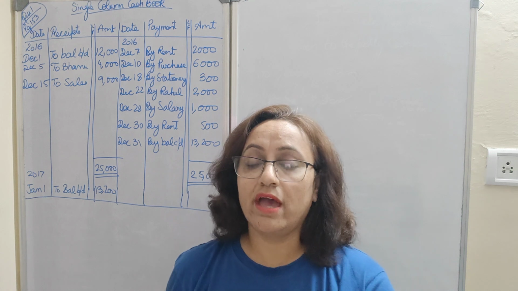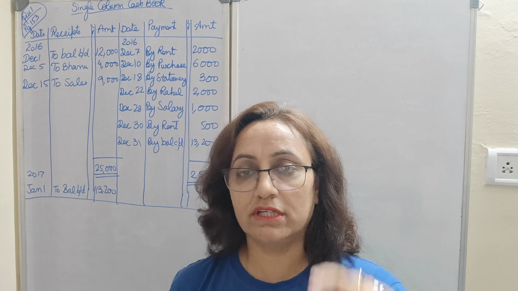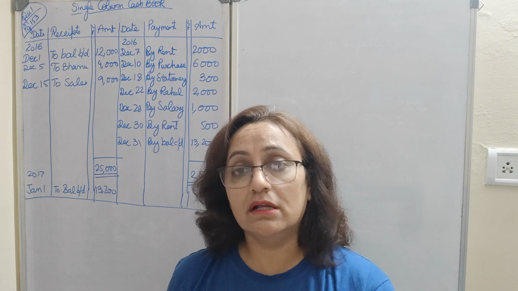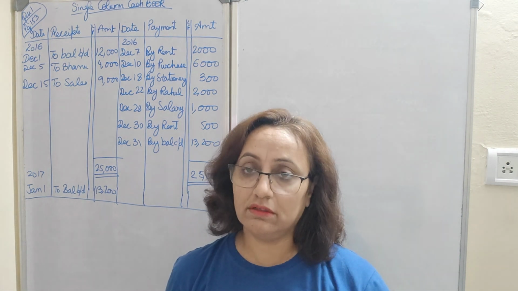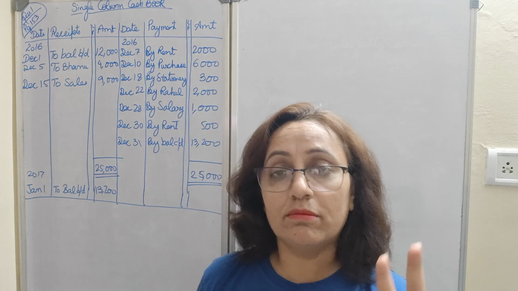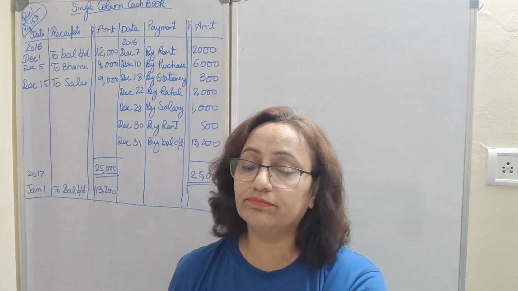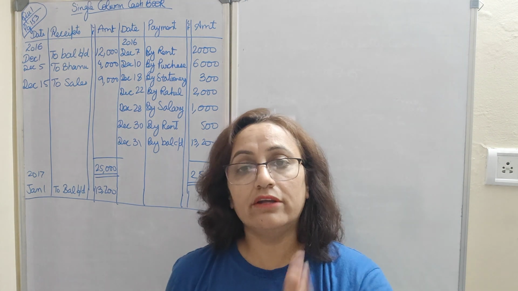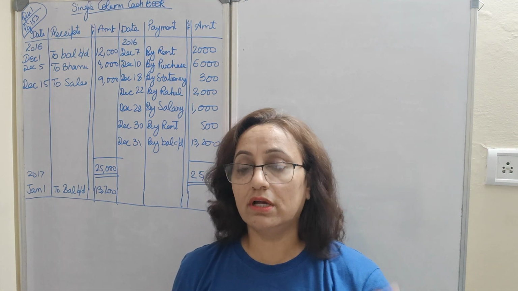Single column cash book has one single amount column, while double column cash book has one cash column and one bank column, right? So in the single column cash book, we treat cash transactions and bank transactions as one, and all the amount is recorded in the amount column. While in the double column cash book, there are two columns. One is for cash and one is for bank. All the cash transactions are recorded in the cash column, while the bank transactions are recorded in the bank column. So this is the major difference between both the cash books.